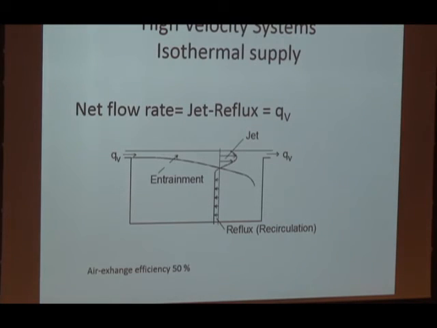Well, let's see how a high-velocity system works. What are the characteristics of a high-velocity system? I have a room with a ventilation flow rate. I have a jet. The jet entrains air, so the flow rate at a certain section is higher in the jet than the supply flow rate. And this means that the net flow rate for the room, that's the flow in the jet minus this reflux. There must be a reflux to compensate for this entrainment. So this generates a mixing within the whole room. So the air exchange efficiency of these systems is 50% when they work as intended.